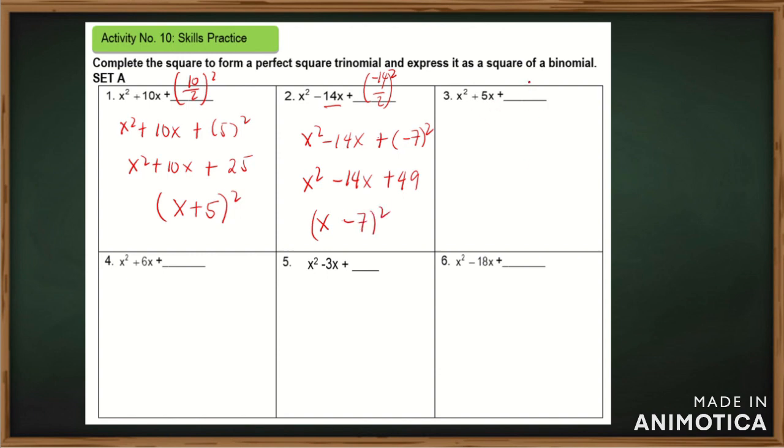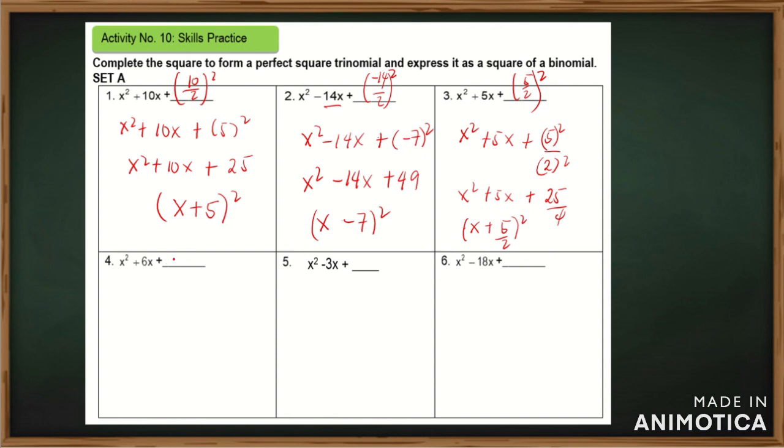Then we have, for item number 3, the square of 5 over 2. Since it does not yield an integer, apply the power law on quotient. So we have x squared plus 5x plus 5 squared over 2 squared. So we have now x squared plus 5x plus 5 squared means 25. Then 2 squared is 4. Then express it as a square of a binomial. So we have x plus, since it does not result to an integer, just copy 5 over 2. Or just write 5 over 2.